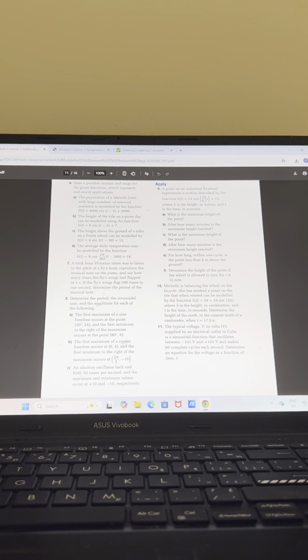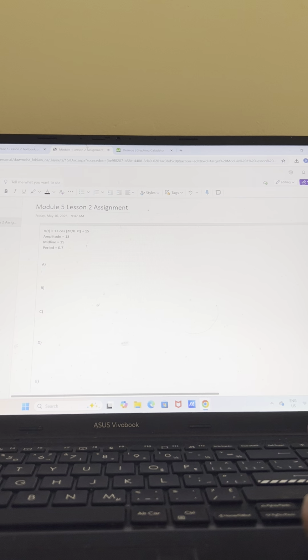Okay, so today we're going to be exploring question 9 of the Module 5 Lesson 2 textbook assignment. Question 9 is: we have a point on an industrial flywheel, and it experiences a motion described by this function, where h is the height in meters and t is the time in minutes. We have to find the maximum height and how many minutes until the maximum height is reached, the minimum height and how many minutes until the minimum height is reached, for how long within one cycle the point is less than 6 meters above the ground, and determine the height of the point if the wheel is allowed to turn for 72 minutes. So let's get started here.